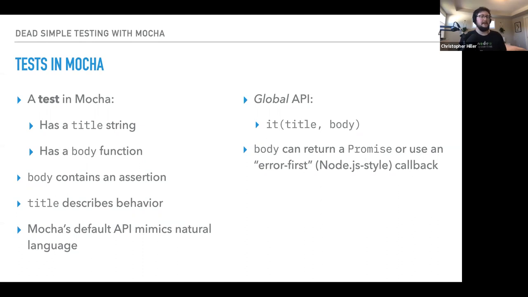That natural language API is based on something called BDD, or behavior-driven development. If you're really interested, you can look it up, but it doesn't really matter because we're just talking about the API. I'm not going to go into BDD, and you don't really need to know anything about BDD to use Mocha or any of these testing tools. You just need to understand what the API looks like and what it means. So that's what a test is in Mocha.